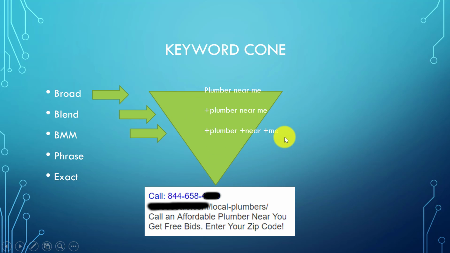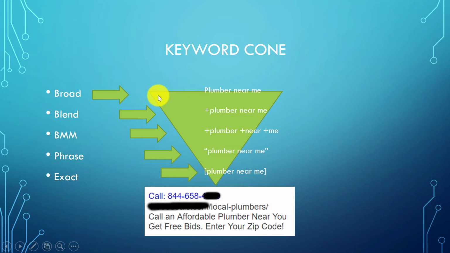You're going to have a lot less people probably searching for this, but these three words have to be within the search term itself, not necessarily in this order. Now, phrase has to be within this order. So plumber near me, it has to be within this order, and I'll show you how this works here in a little bit. Exact is the brackets, plumber near me.